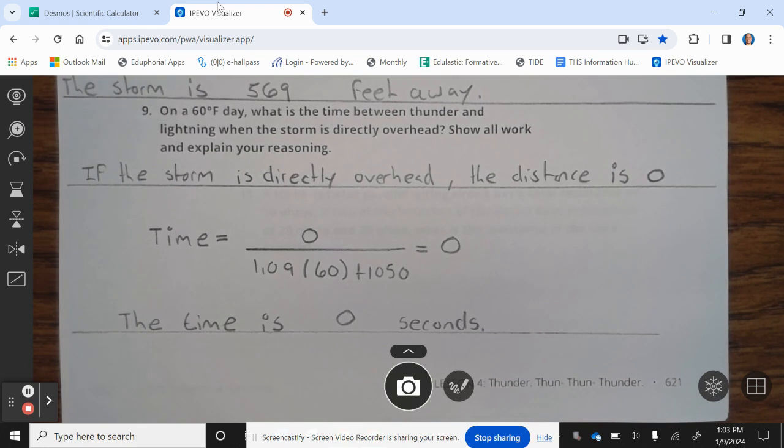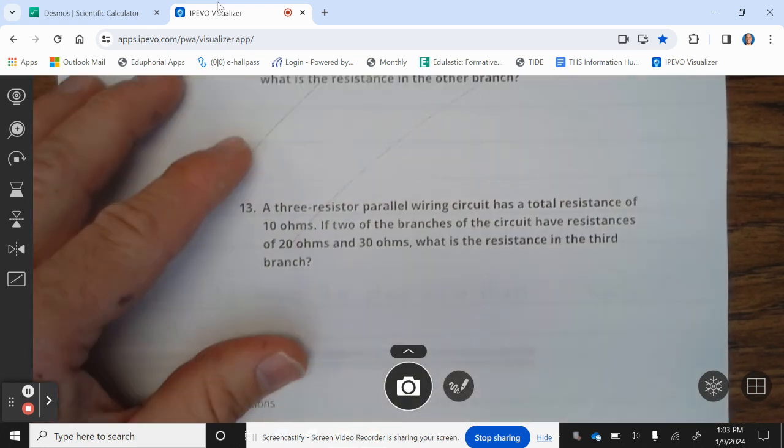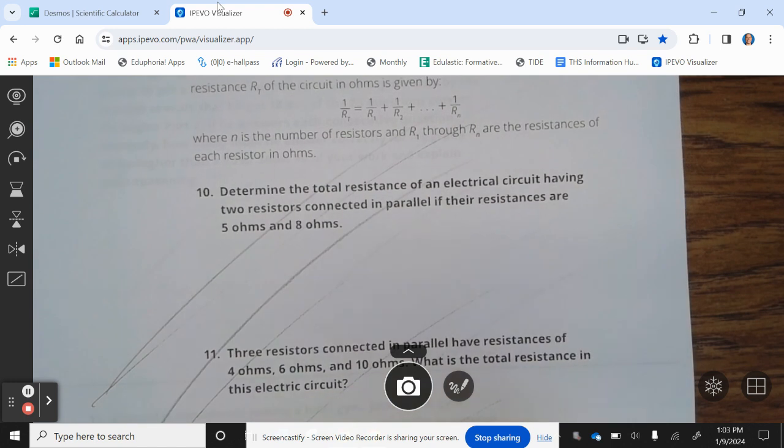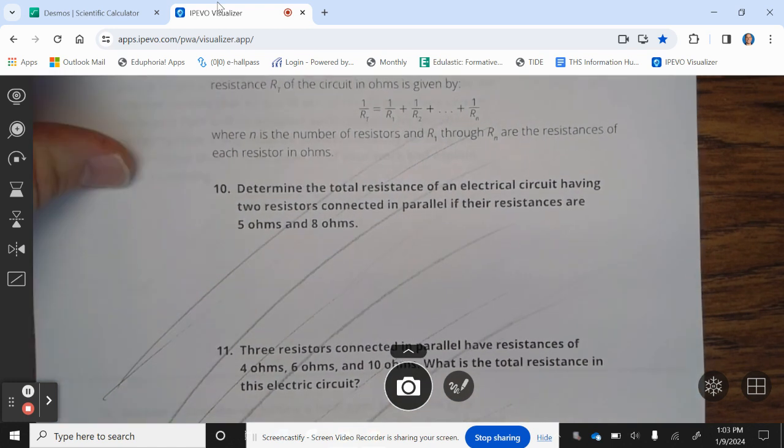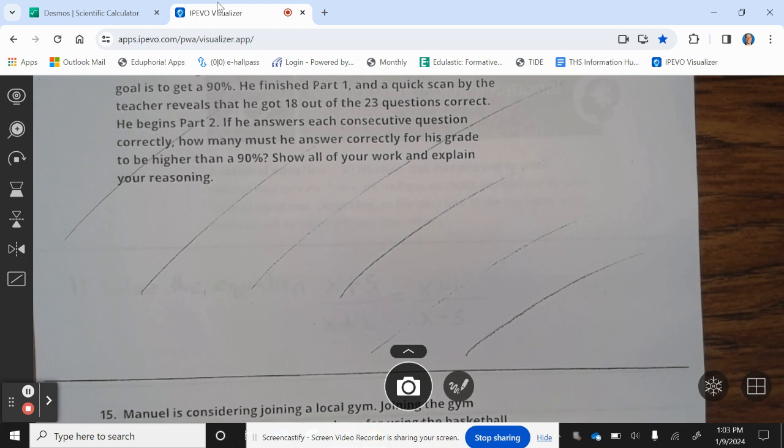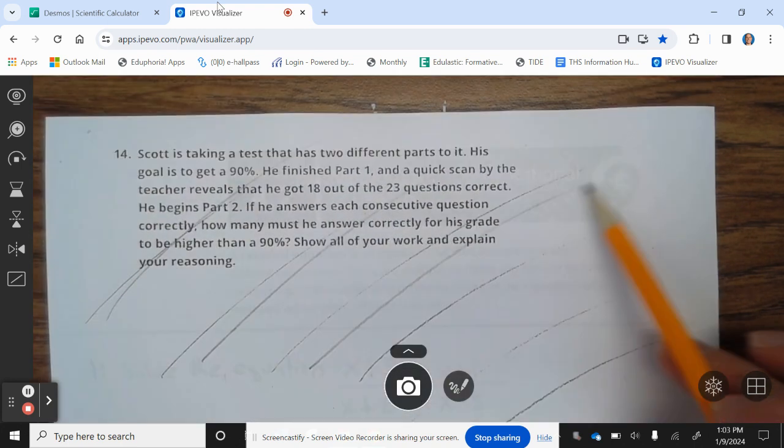All right, let's take a look at the next page. All right, go ahead and mark out that page. All right, go ahead and mark off this problem.